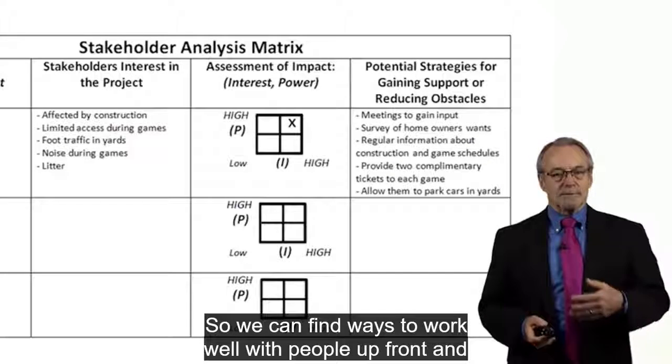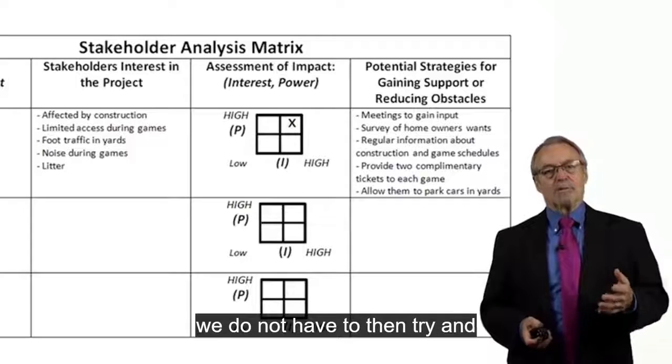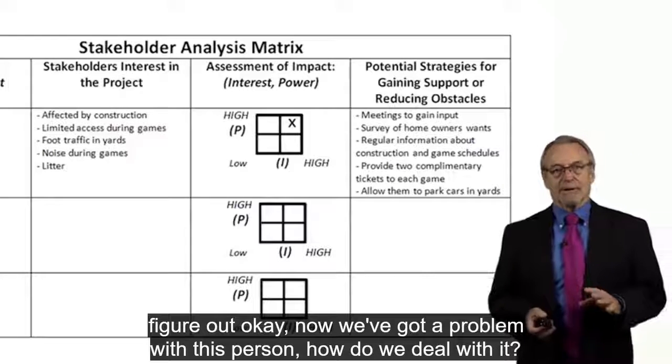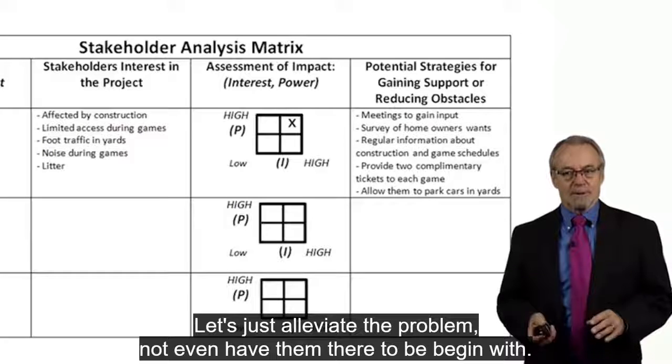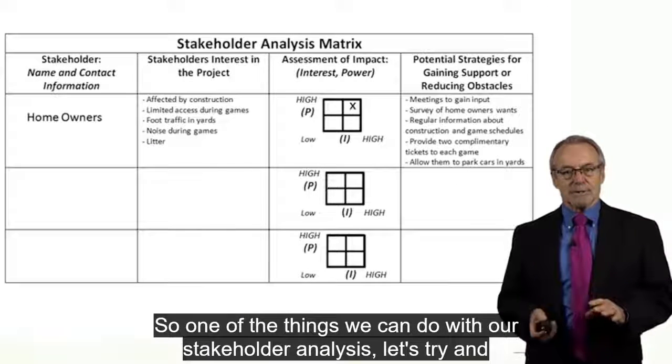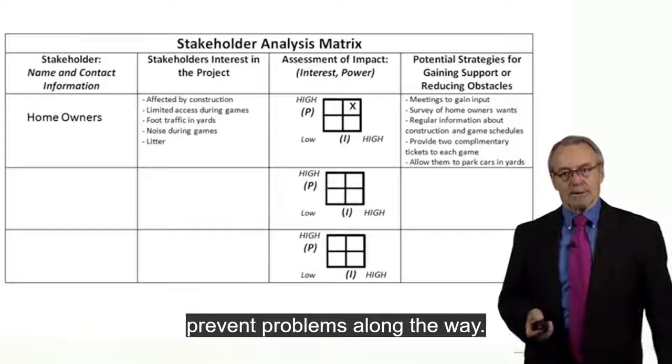So if we can find ways to work well with people up front, we don't have to then try and figure out, okay, now we've got a problem with this person, how do we deal with it? Let's just alleviate the problems, not even have them there to begin with. So one of the things we can do is our stakeholder analysis. Let's try and prevent problems along the way.